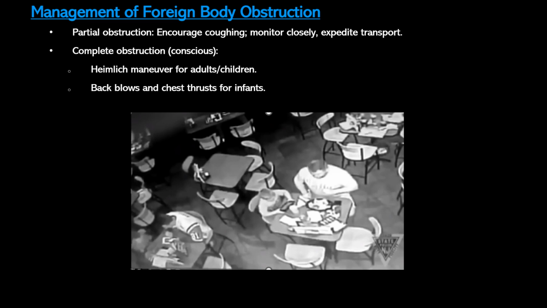For infants under 1 year old, a combination of 5 back blows and 5 chest thrusts is recommended. The infant should be held face down with their head lower than the chest to allow gravity to assist in expelling the foreign object.